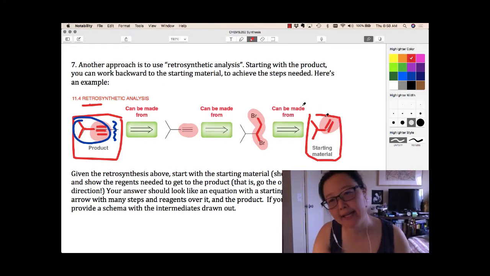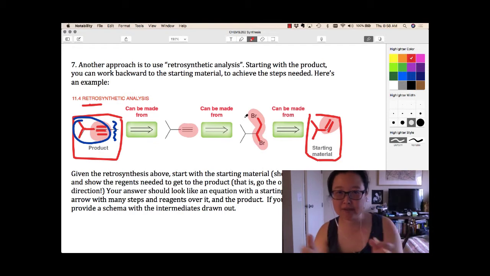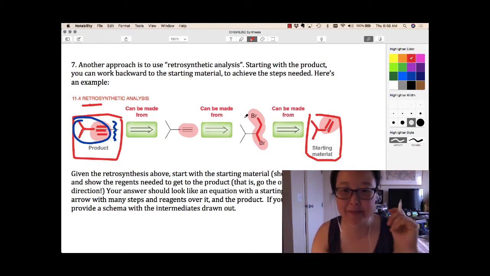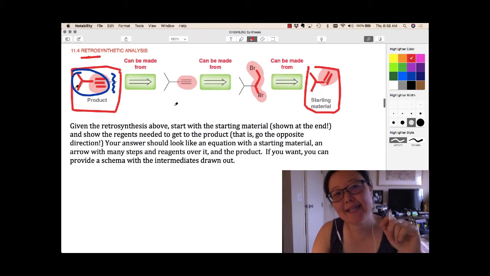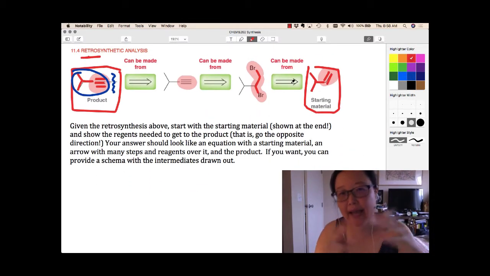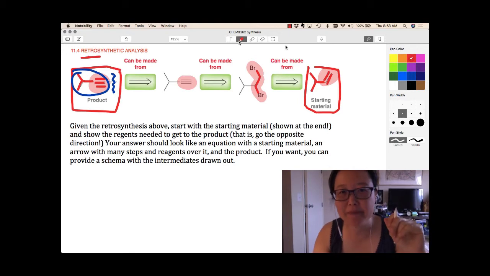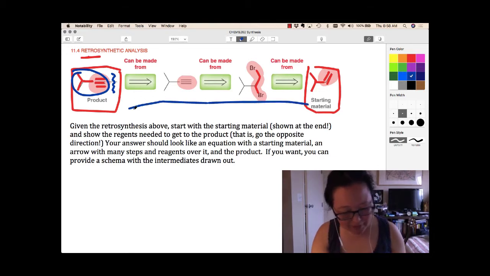So I'm highlighting the functional group transformations that are needed, and then retrosynthetic analysis helps us determine what those intermediate or missing links are. Okay, so let's take this idea and write out the answer to this problem. First, the question was, how do we go from this starting material to this product? Using retrosynthetic analysis, we know we go from here to here to here to here.